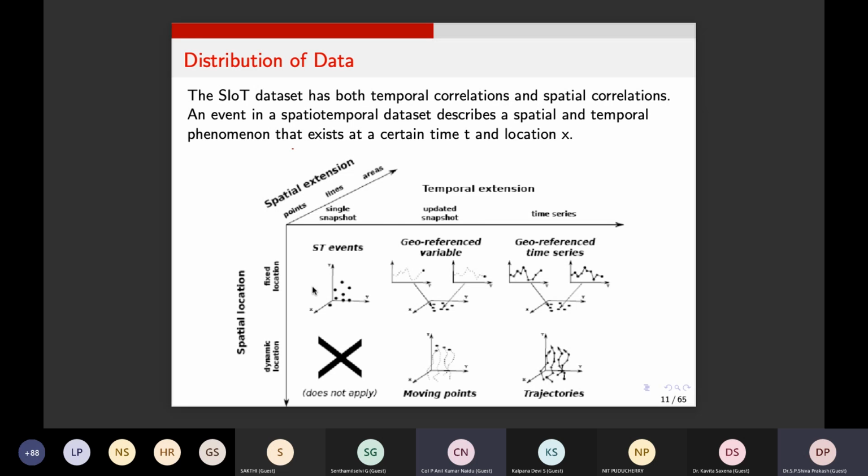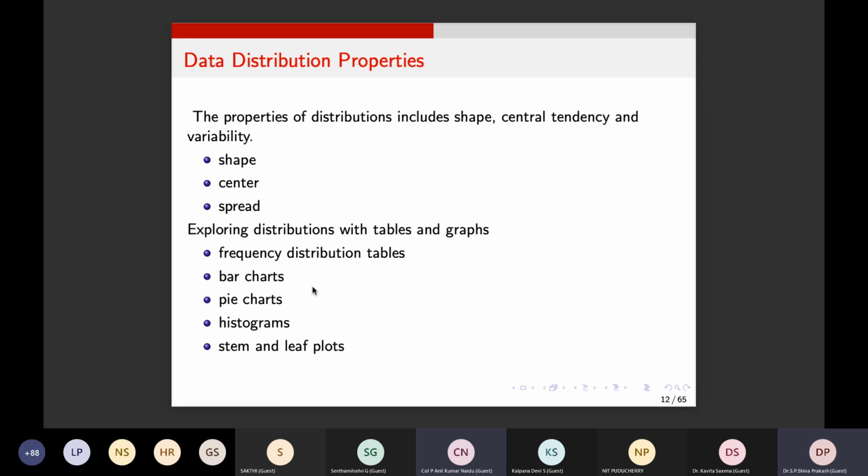So any data distribution has properties like shape, central tendency, and also variability, right? Here, the shape, center, or spread can be used when exploring the distribution with tables and graphs. So how do I find this distribution? What kind of distribution is it? You can explore this by using tables or graphs.